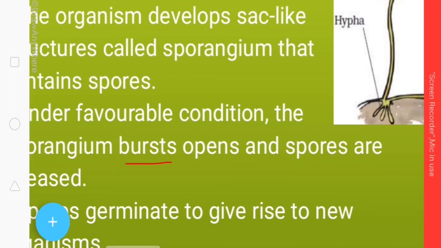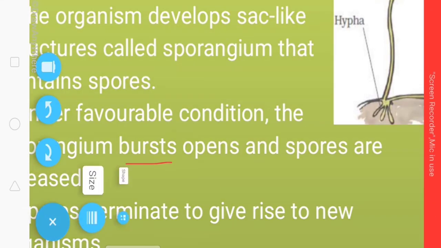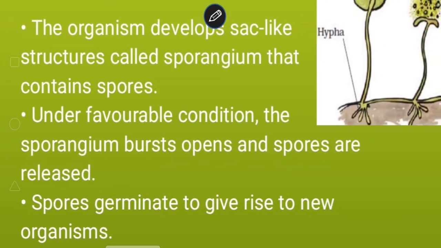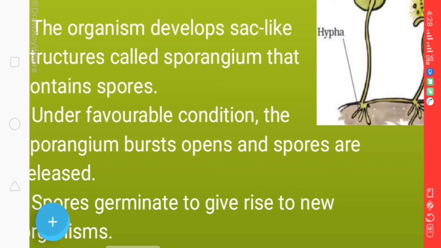The sporangium, which is a sac-like structure, means it is bag-like. So that bag-like structure will break, it will open, and then what will come out? The spores will come out of the sporangium. So spores are released, and these spores germinate to give rise to new individuals. So from these spores we get new individuals.